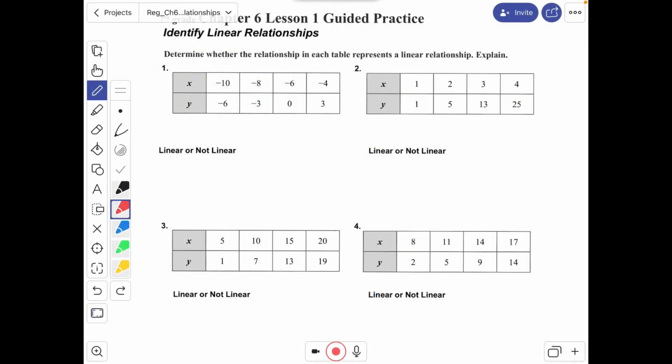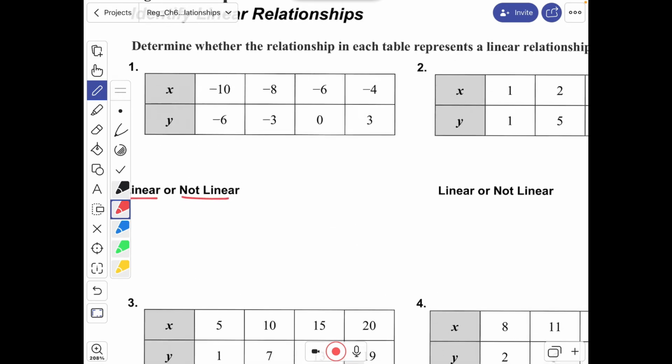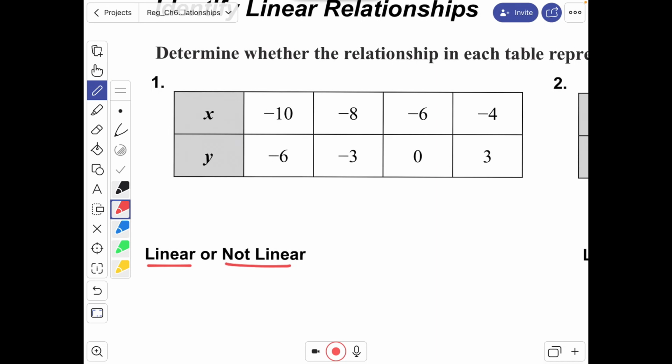Let's look at some examples similar to what you're going to be doing by yourself. You're going to be given two tables, and you're going to decide if it's linear or not linear. And you can do that by checking to see if the rate is constant. So first, let's check the x's. And it's increasing because it's getting bigger each time. -8 is bigger than -10. Remember, negative numbers kind of go backwards. So this is increasing by 2, and this one increased by 2, and this one increased by 2.